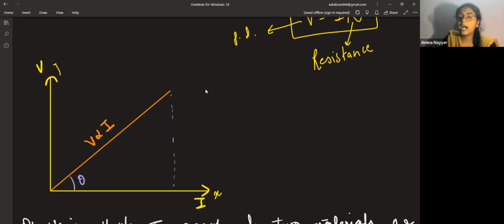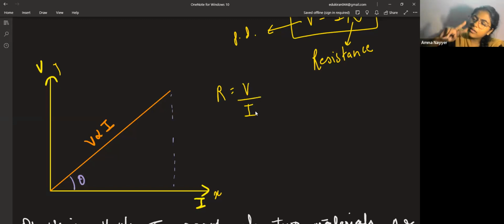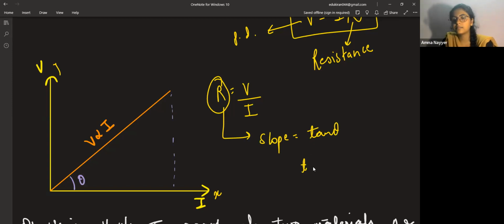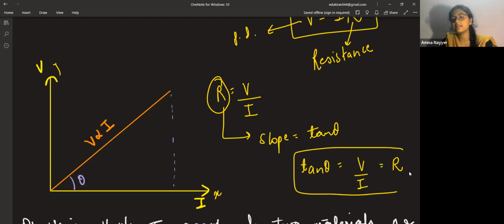Now, R is equal to V divided by I. So whenever two things are getting divided in a graph, the third quantity is given by the slope of the graph. That is tan theta. So tan theta will be equal to V by I, which will give the value of resistance.